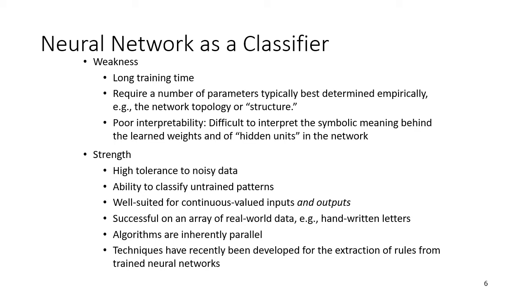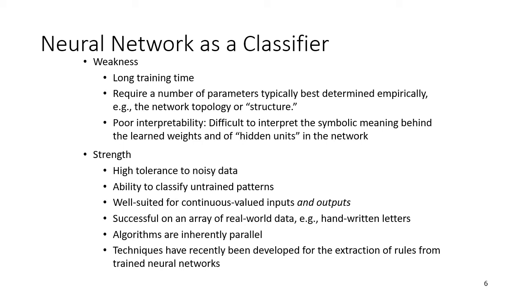Then poor interpretability, because it is difficult to predict the symbolic meaning behind the learned weights and the hidden units in the network. We are not able to identify why a particular edge is weighted less or some edges are weighted high. So interpretation of the neural network is a key concern and we are unable to do that. So it basically forms a weakness.